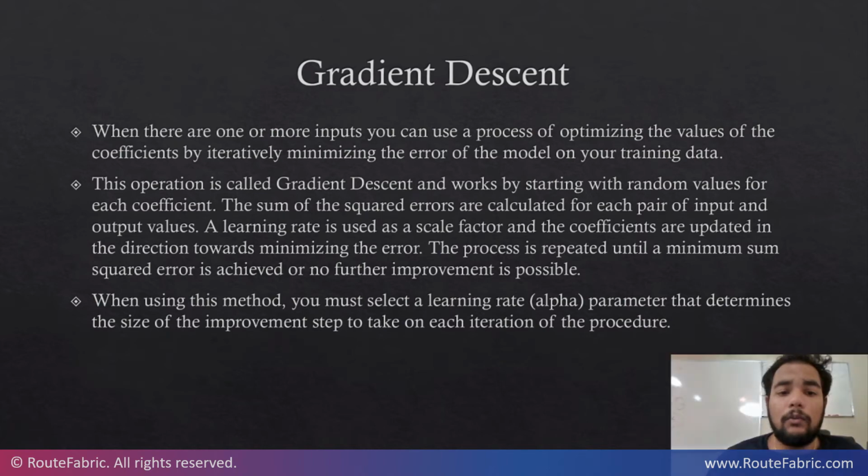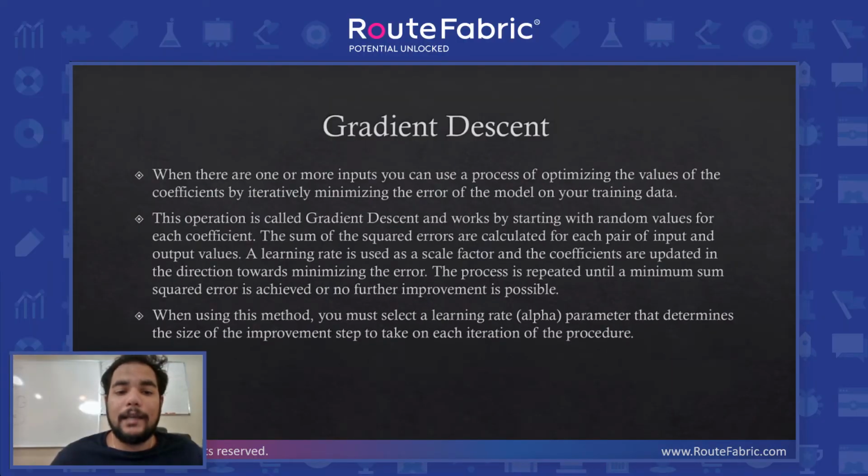When there are one or more inputs, you can use the process of optimizing the values of the coefficients by iteratively minimizing the error of the model on your training data. This process is called gradient descent. This works by starting with random values for each coefficient, or random weights. The sum of squared errors is calculated for each pair of input and output values. A learning rate is used as a scale factor, and the coefficients are updated in the direction towards minimizing the errors.